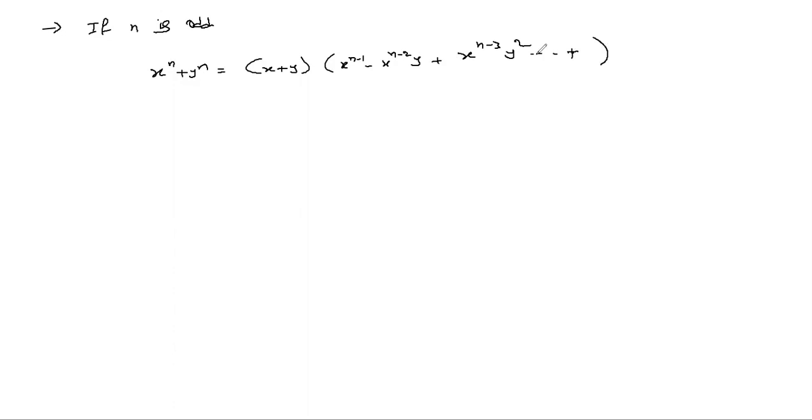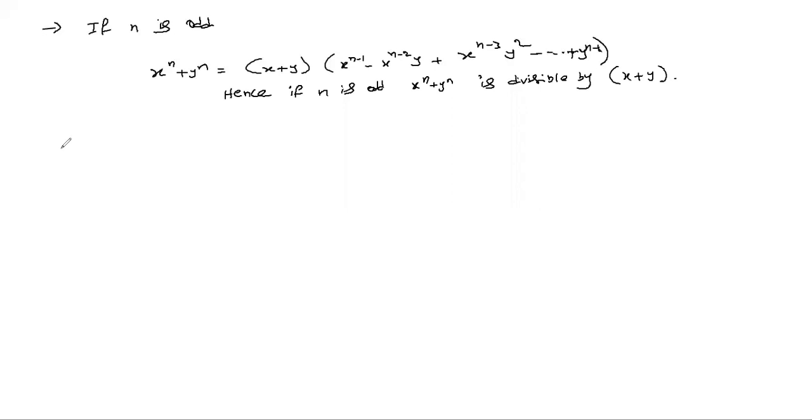So it is positive y power n minus 1. That is the last term in this factor. So this is the expansion of x power n plus y power n. Clearly you can see, hence, if n is odd, x power n plus y power n is divisible by x plus y. Clearly we can say this.